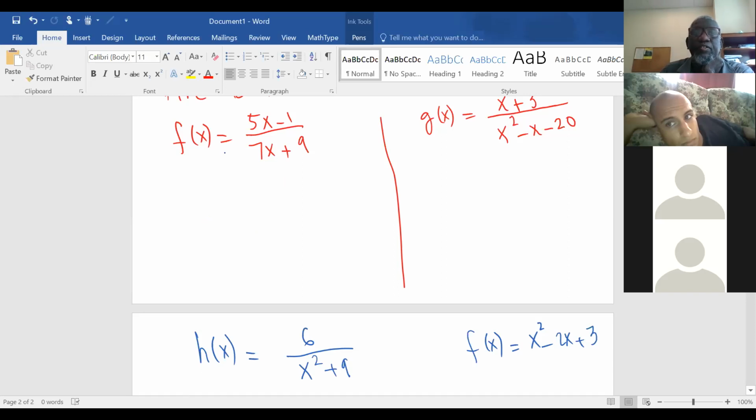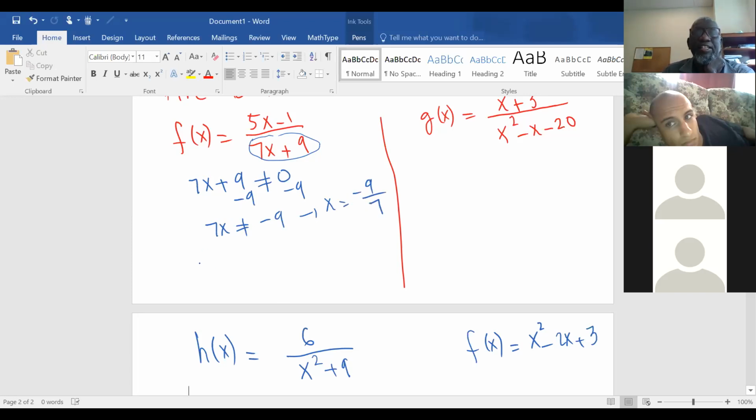f exists for 7x plus 9 different from 0. Exactly. You see, everybody, the denominator cannot be 0, right? And then what did you do next? You solve for x. You subtract 9 on both sides, so you get 7x cannot be negative 9. So x cannot be what? Negative 9 over 7.